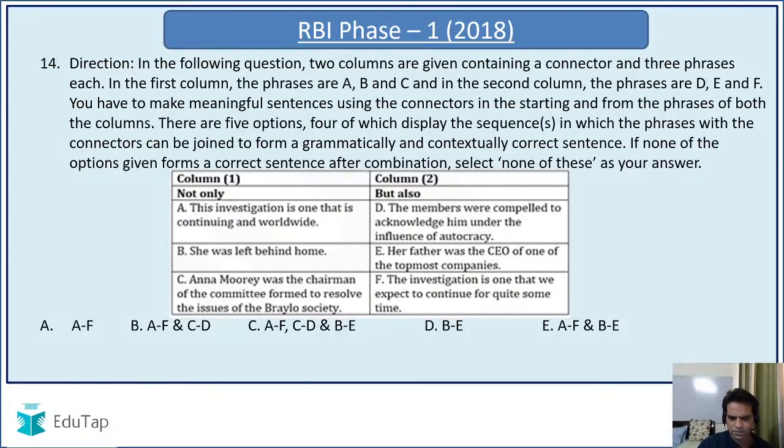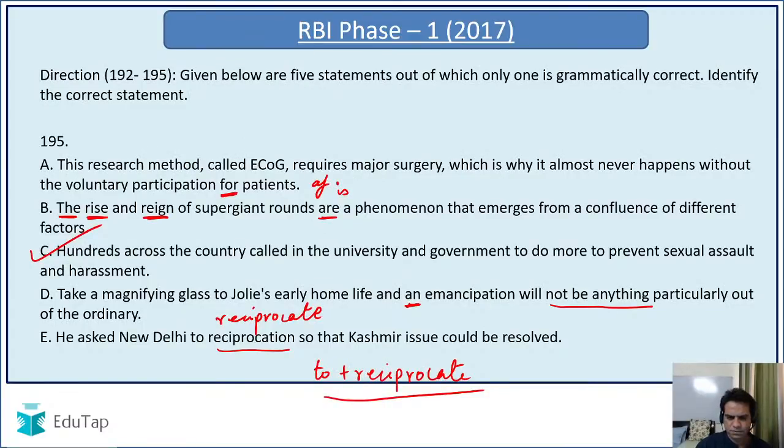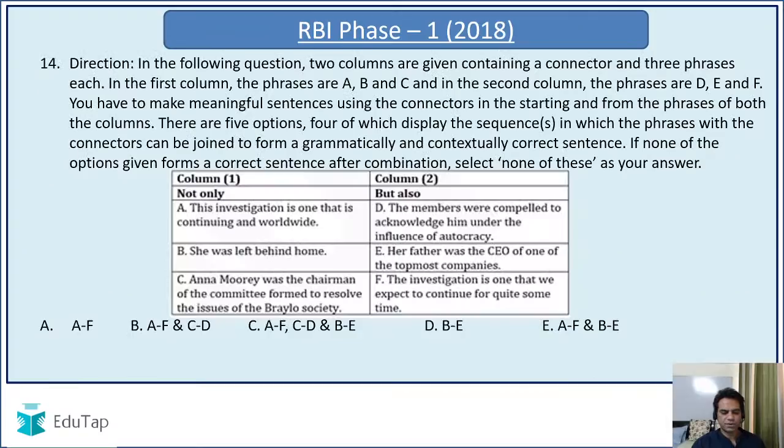Not "were called in." What are you talking about? "Hundreds across the country were called in." No, hundreds of people called in the university and the government to do more. That means hundreds means many people stood for the support. They asked for the support from the university and the government.